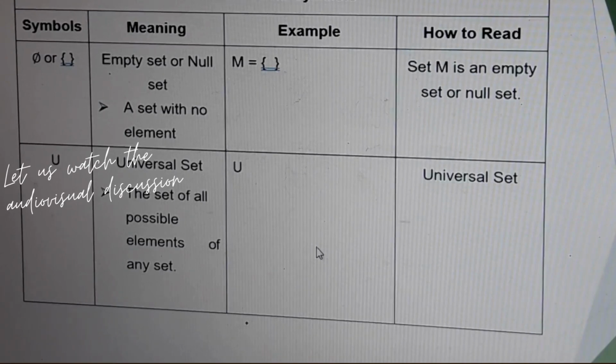Capital letter U is known as the universal set, the set of all possible elements of any set. So it's represented by capital letter U.